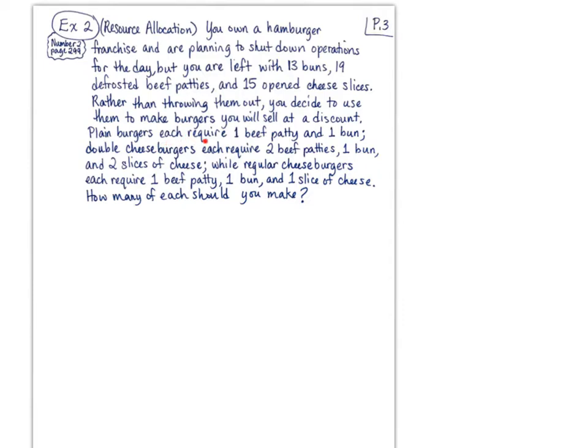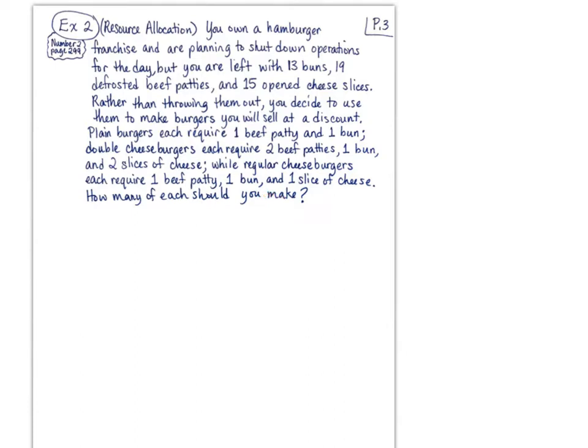Plain burgers each require one beef patty and one bun. Double cheeseburgers each require two beef patties, one bun, and two slices of cheese, while regular cheeseburgers each require one beef patty, one bun, and one slice of cheese. How many of each should you make?